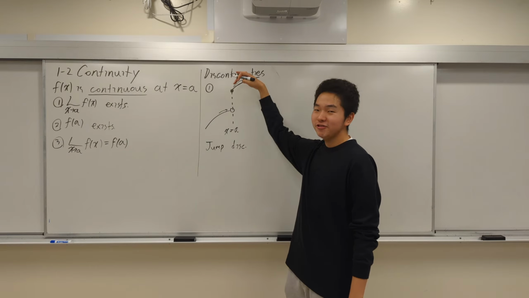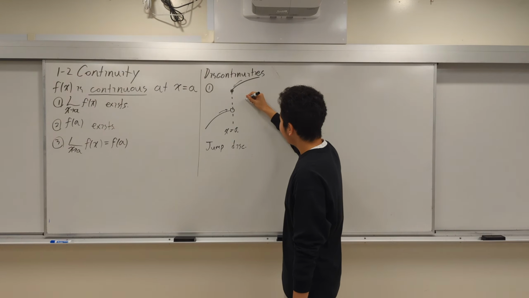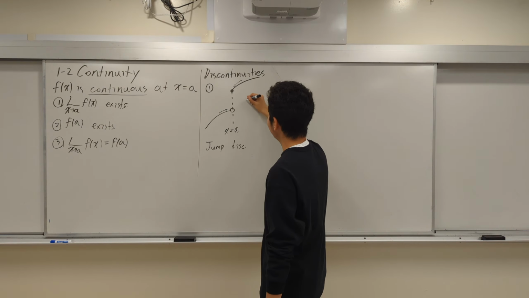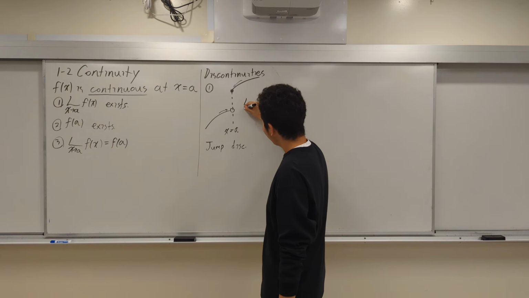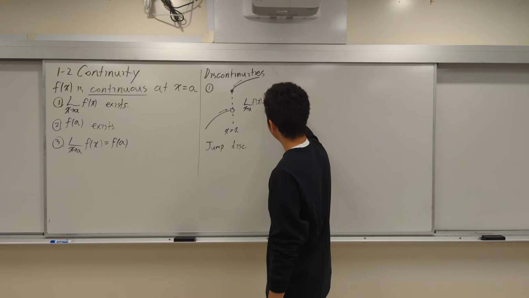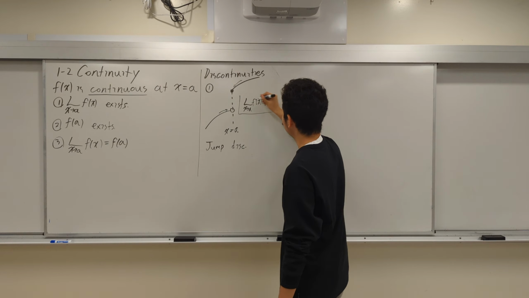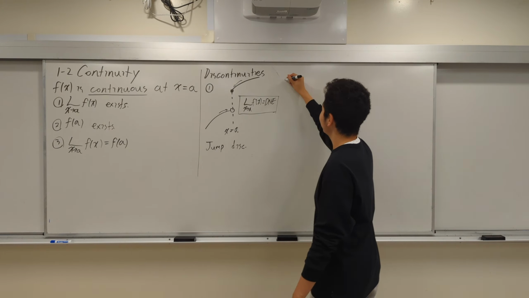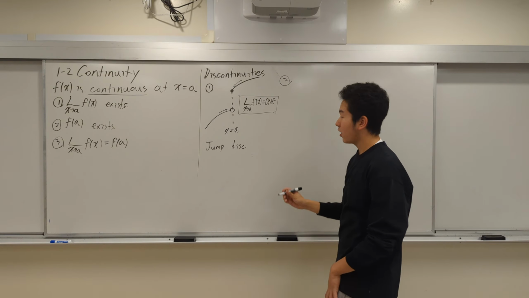Because the function jumps. The reason why this is not continuous is because the limit as x goes to a of f of x does not exist. Okay? This is the reason why. Okay, now let's go to the next scenario.